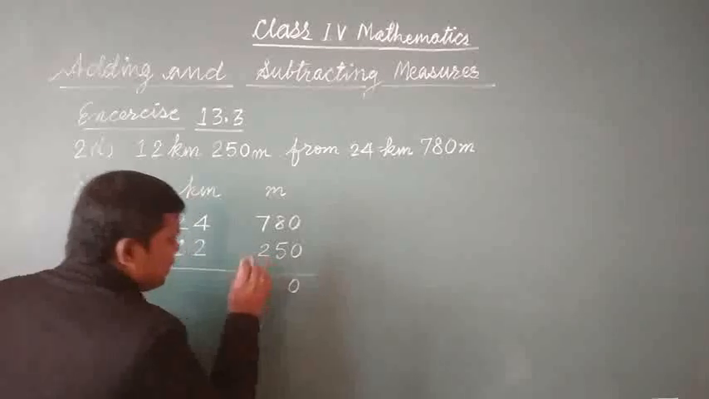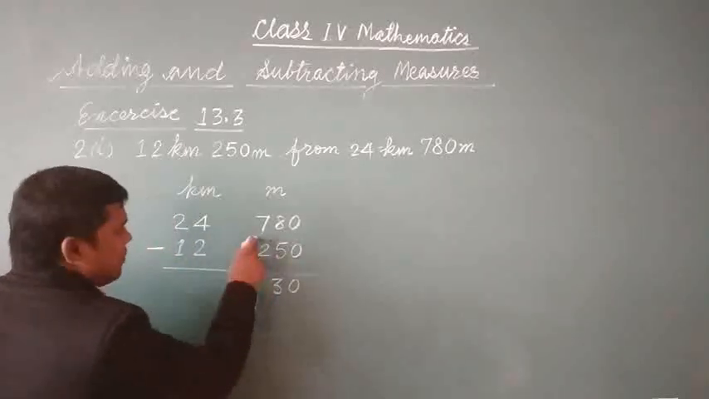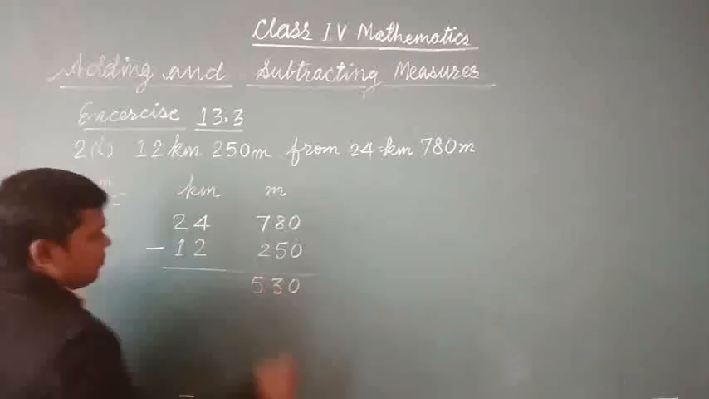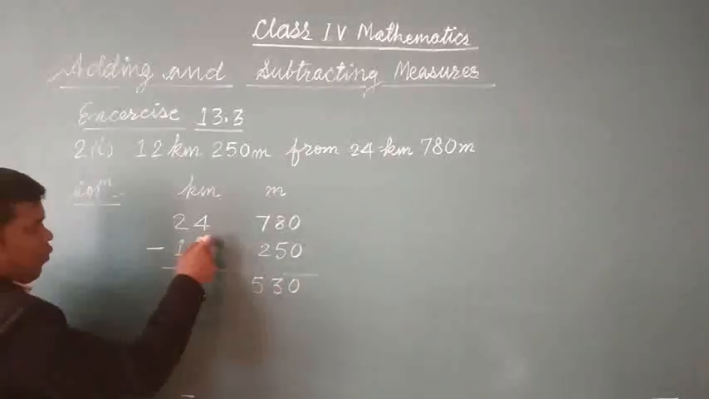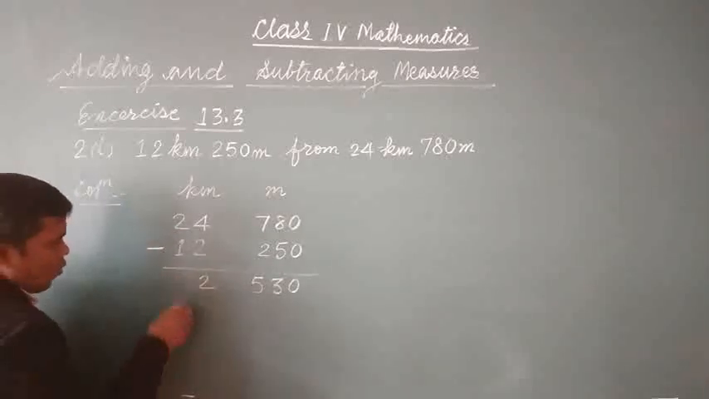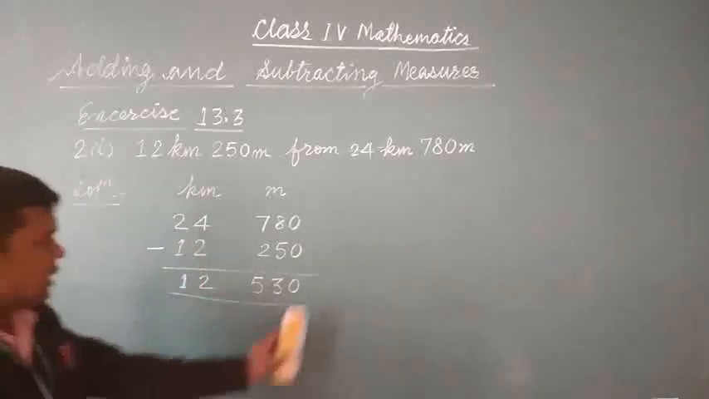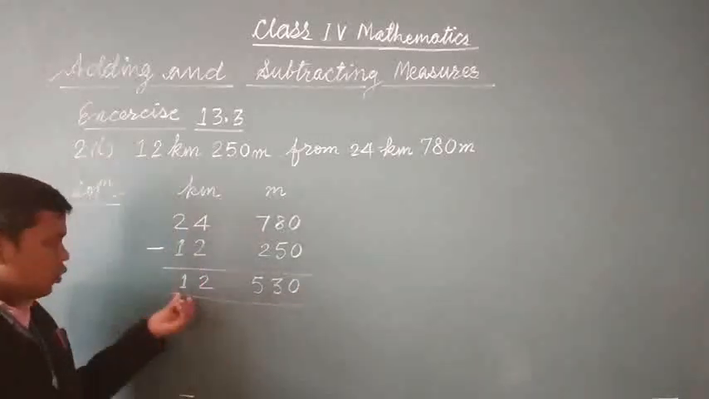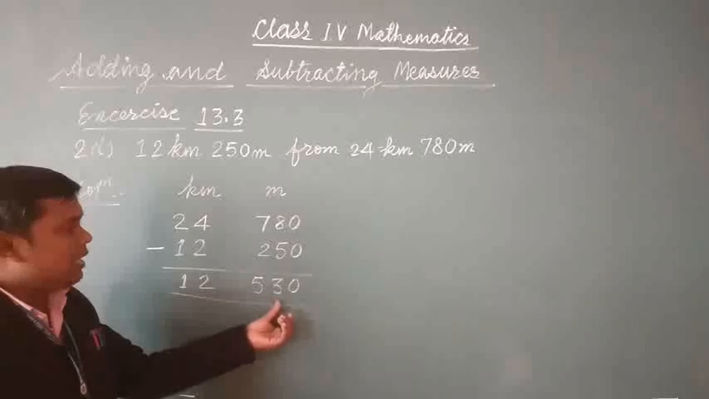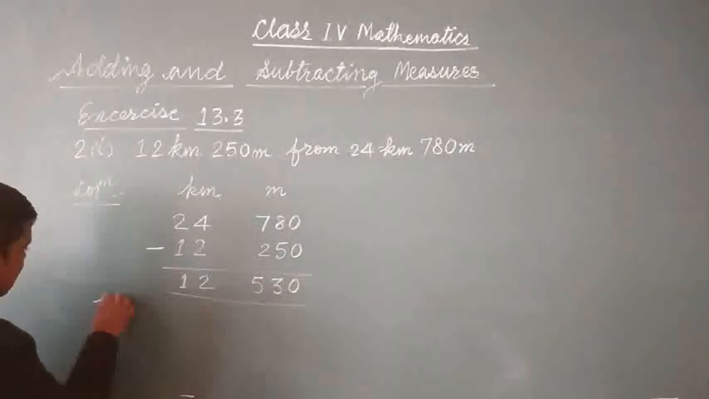Now put the sign of subtraction and then from 0 we subtract 0. So the value will be 0. 8 minus 5, 3, 7 minus 2, 5. 4 minus 2, 2 and 2 minus 1, 1. So we will have our answer here 12 kilometer 530 meters.